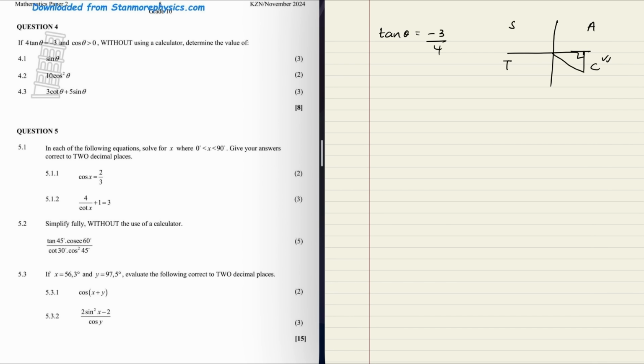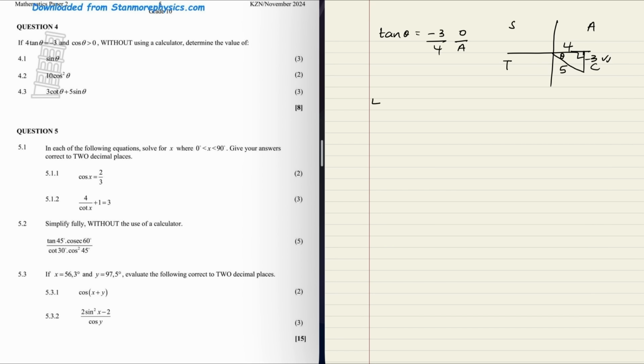That's going to be my 90 degrees. That's going to be theta right there. Then tan theta is equal to minus 3 over 4. So remember, tan is opposite over adjacent. So opposite of theta, this is going to be negative 3. And adjacent to theta, this is going to be 4. Now that is a 3, 4, 5 triangle. You can use Pythagoras to calculate the hypotenuse. The hypotenuse is going to be 5. It's important to note that whenever you are calculating the hypotenuse it should always be positive.